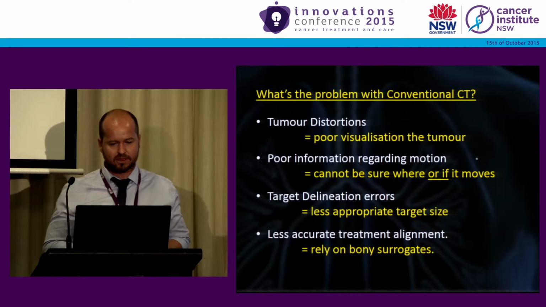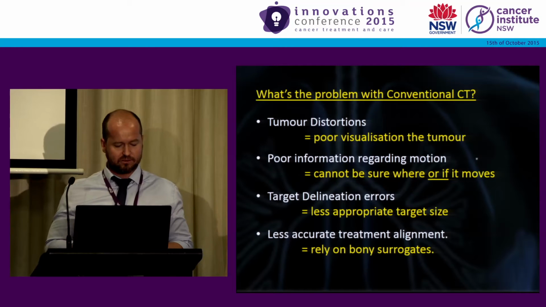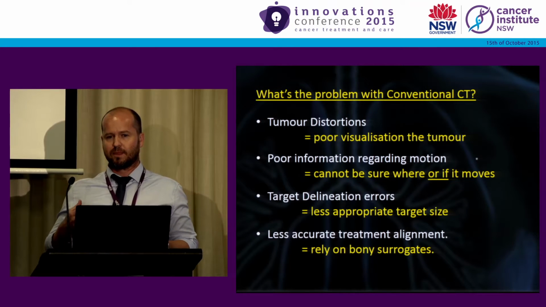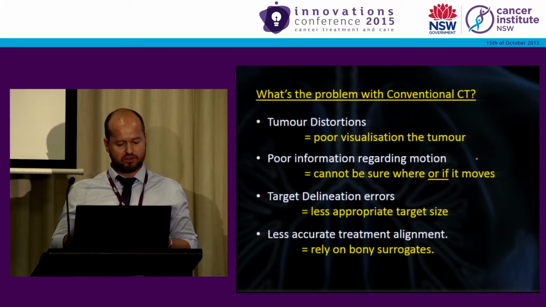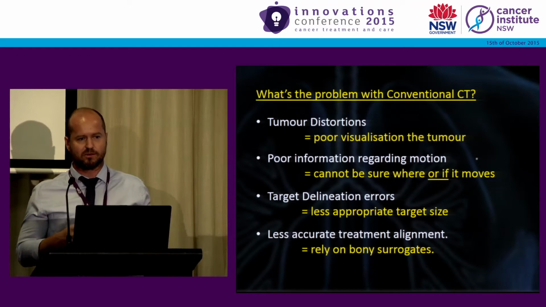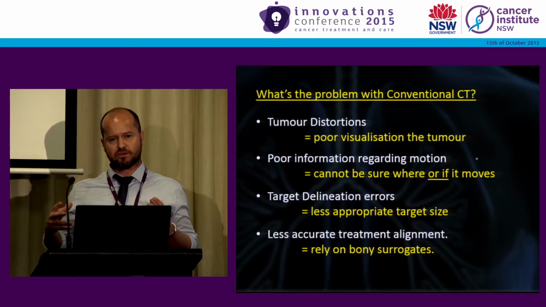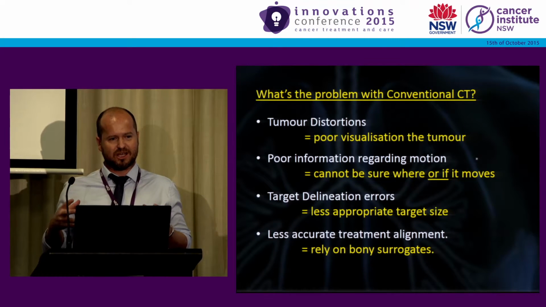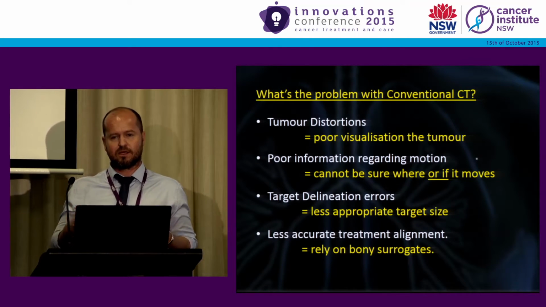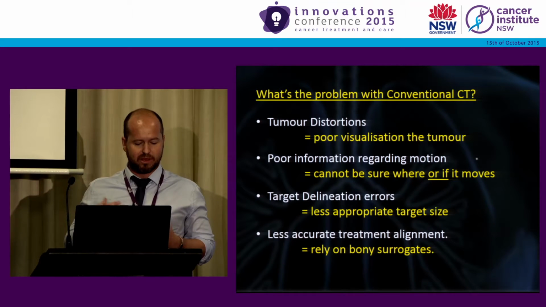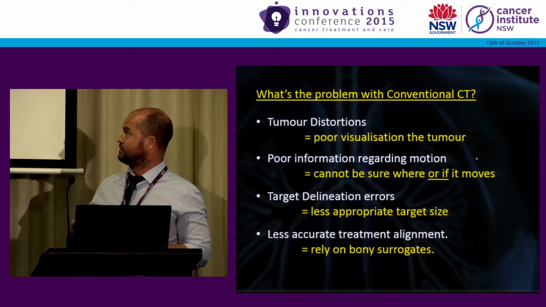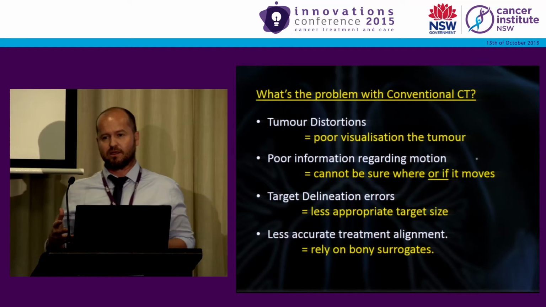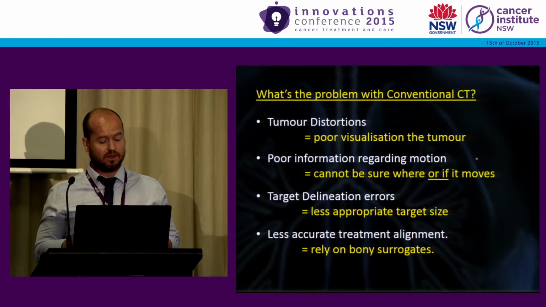So some of the problems of using conventional CT for lung cancer, basically there's an inability to accurately visualise the tumour with respect to the motion it undergoes, meaning 2 things. You get a distortion of the shape of the target from its true shape, but you also get no meaningful information about where the target is actually moving. So accurate target delineation or appropriate target delineation becomes quite difficult.